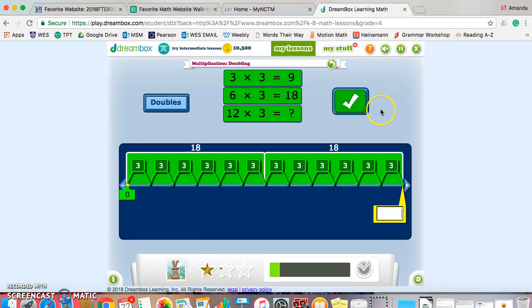So that's just a quick overview. I really would encourage you to check out Dreambox. It's an incredible resource.